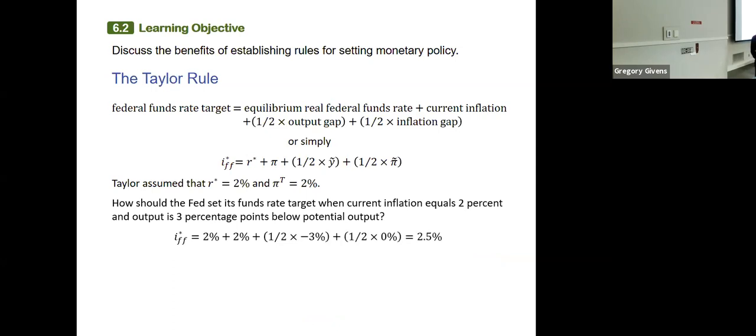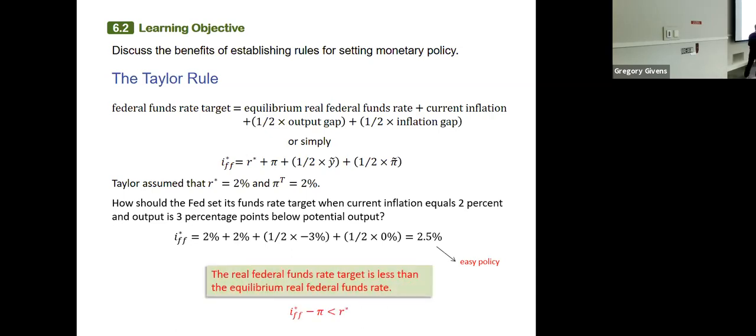Funds rate target is R star of 2% plus current inflation of 2% plus 1/2 times an output gap of negative 3% plus 1/2 times an inflation gap of 0%, giving us a 2.5% funds rate target. This, you might imagine, is an easy policy, a loose or accommodative stance of monetary policy. Why? Because the real federal funds rate, which is the nominal rate, 2.5%, minus inflation of 2%, so that's 0.5% for the real funds rate, is less than the equilibrium real funds rate of 2%.